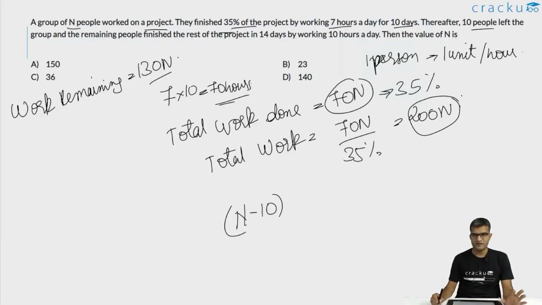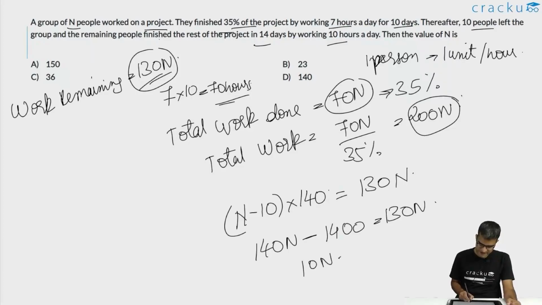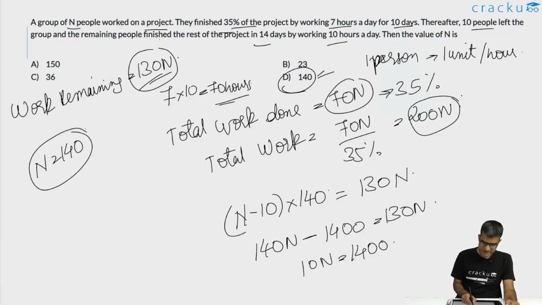And what is the total number of hours that they worked? They worked for 14 days for 10 hours a day. So the total work that has been done is N minus 10 into 140. This is equal to 130 into N, which is the work remaining. Using this equation, we can calculate the value of N. This will be 140N minus 1400 is equal to 130N, or the value of 10N is equal to 1400, or the value of N is equal to 140. So the number of people who are working is equal to 140.